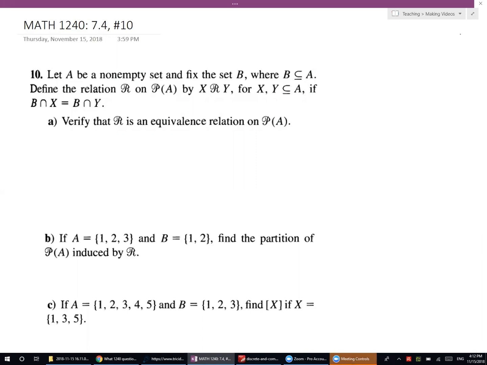The top voted question for today was 7.4, number 10, and it's this. Let A be a non-empty set. Fix a set B, where B is a subset of A. Define the relation R on the power set by X is related to Y if B intersect X is equal to B intersect Y. First thing we have to do is verify that this is an equivalence relation.